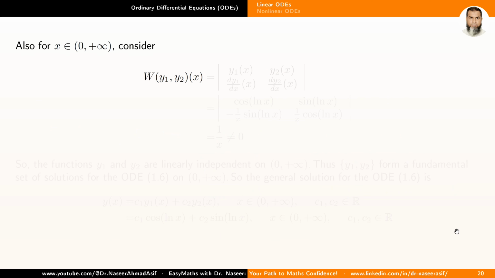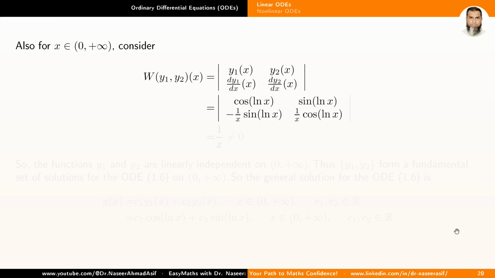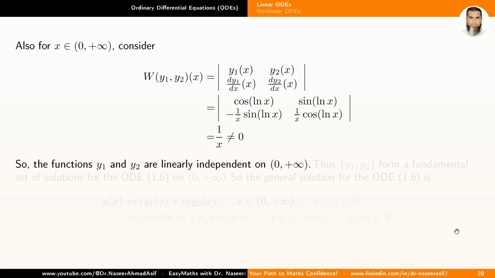Also for x belonging to the open interval 0 to plus infinity, consider the Wronskian of y1, y2, which is the determinant with rows y1, y2 and first derivatives of y1, y2, which is equal to cosine of log x, sine of log x, minus 1 over x sine of log x, 1 over x cosine of log x, which is equal to 1 over x, which is non-zero. So the functions y1, y2 are linearly independent on the open interval 0 to plus infinity. Thus y1, y2 form a fundamental set of solutions for the ODE 1.6 on the open interval 0 to plus infinity.